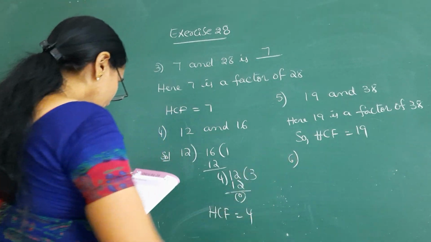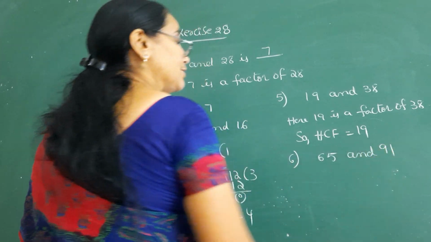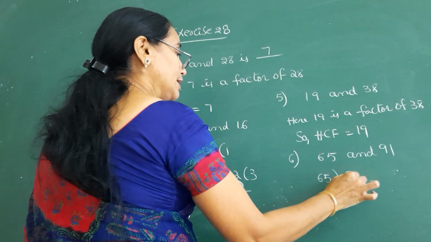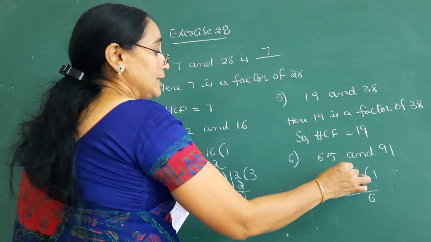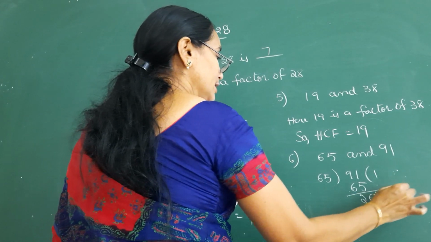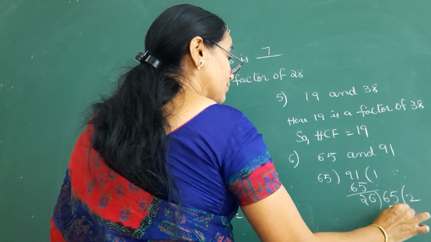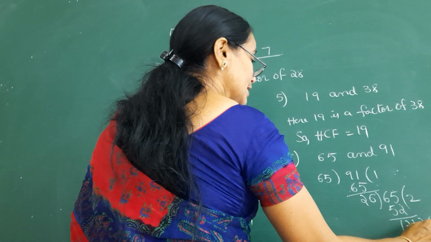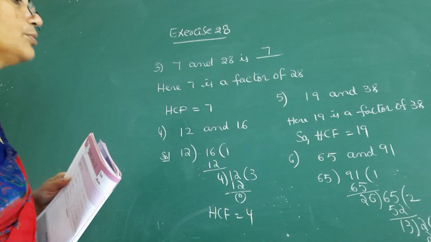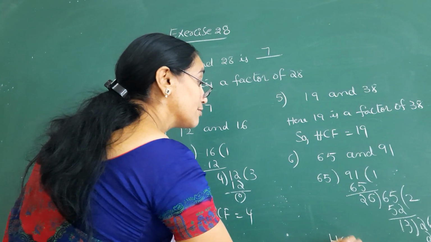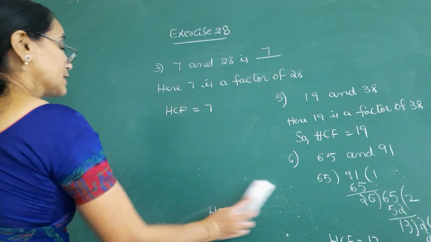See the sixth question, 65 and 91. Take 65 and 91. 65 ones are 65, remainder 26. Drop 65. 26 twos are 52, remainder 13. Drop 26. 13 twos are 26, remainder is 0. So you have to do it up to 0. Then HCF is equal to 13. Go for the next problem.